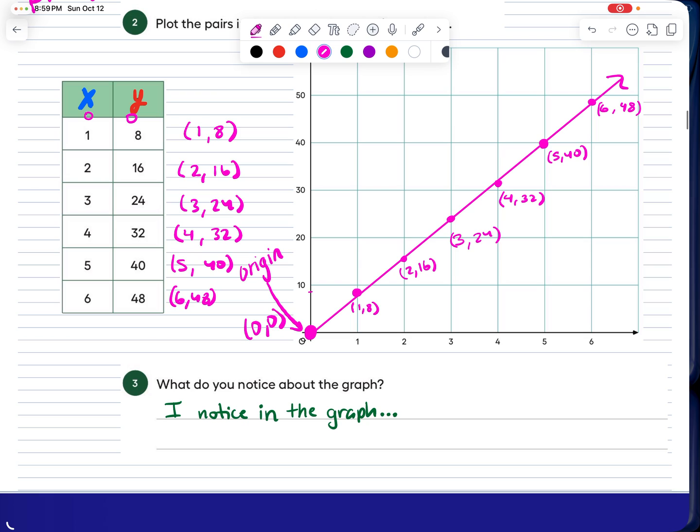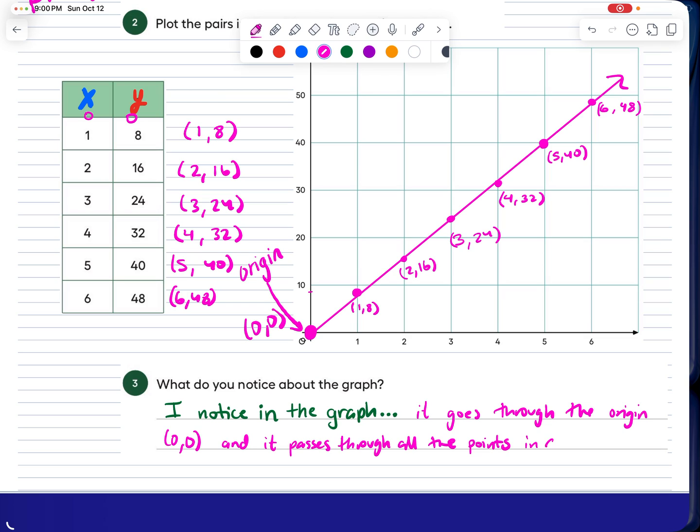So what do you notice about this graph? Well, we notice that it has the 2 rules. It goes through the origin, 0, 0, and it passes through all the points in a straight line.